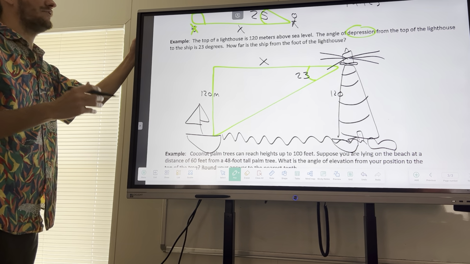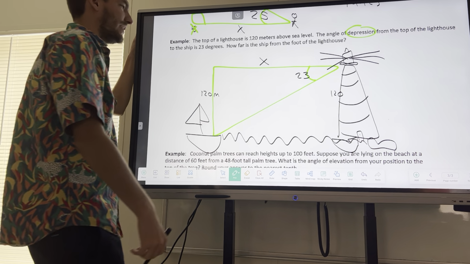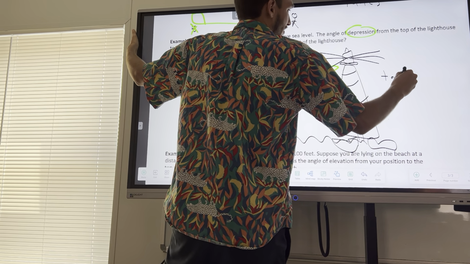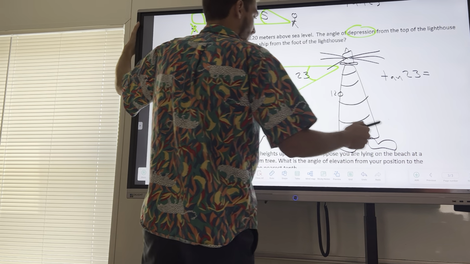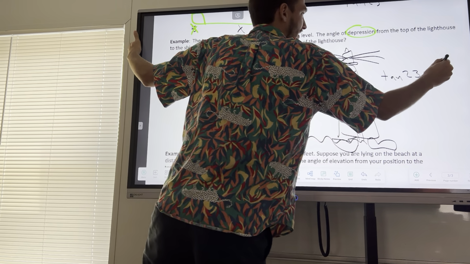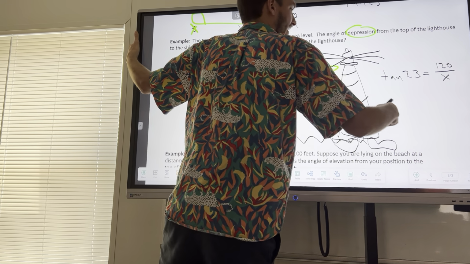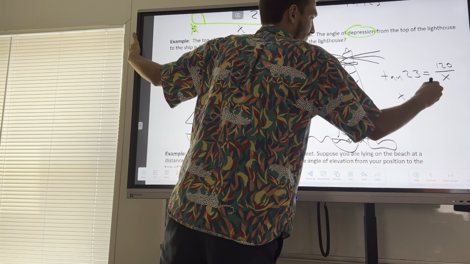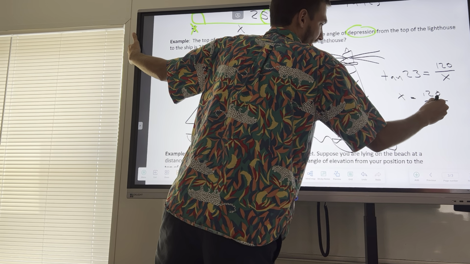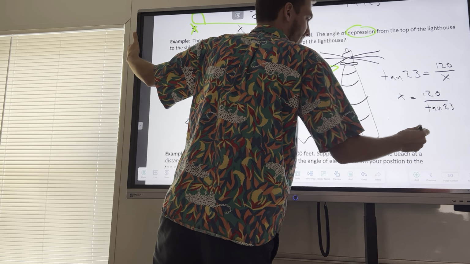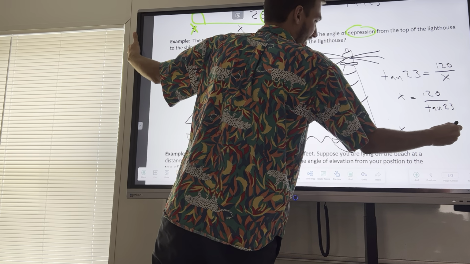Unfortunately, that means we're doing another tangent question. Boring. The tangent of 23 is equal to opposite over adjacent, 120 over x. We just did one like this. x equals 120 over tangent 23. Let's get some bonus points and put some meters on the end of that question.